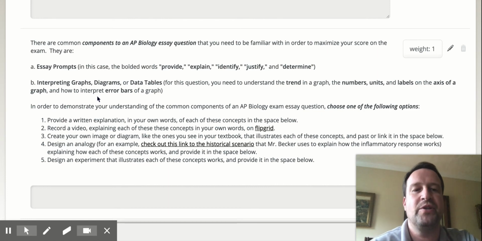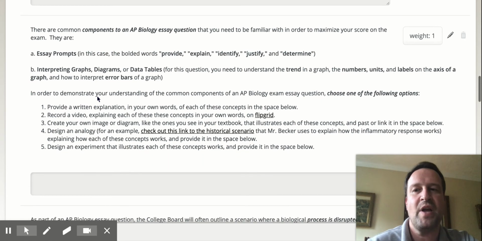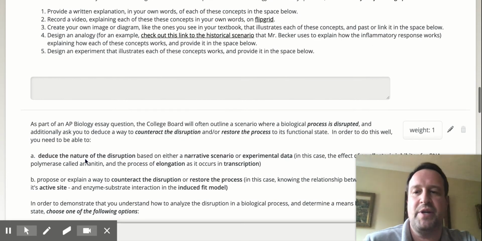They often use skills like interpreting graphs and diagrams and data tables. So again, demonstrating that you have a mastery of what those prompts mean or how to read a data table or a diagram, with the various options here of writing it, providing a video, creating an image or a diagram, an analogy, or an experiment that might illustrate that understanding.